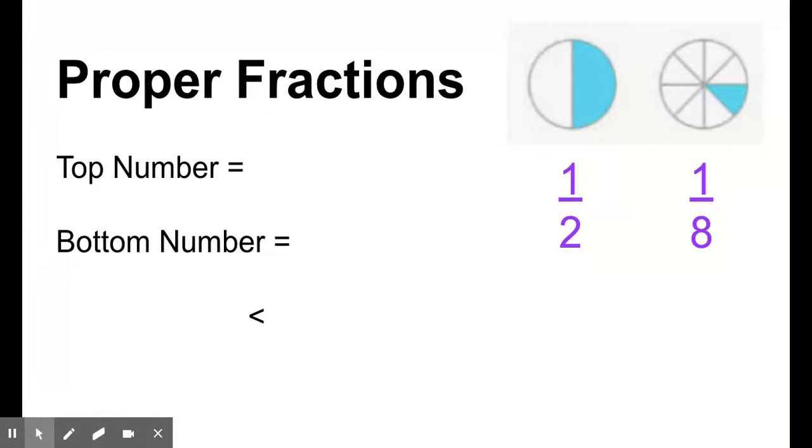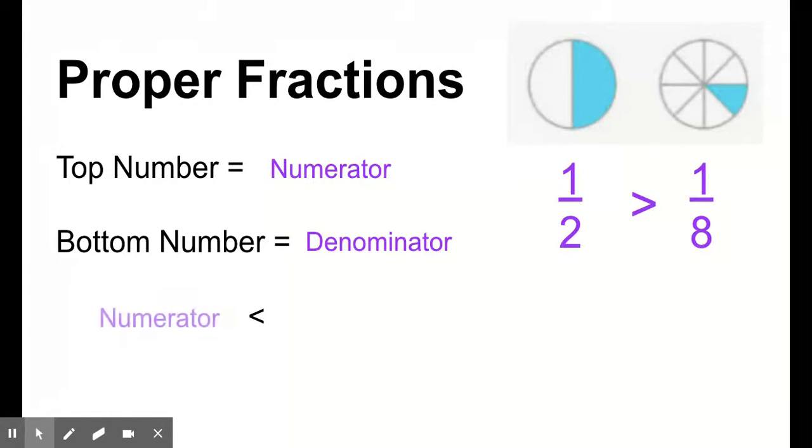So which piece is bigger? Which colored in piece is bigger? Is a half bigger or smaller than an eighth? A half is bigger than an eighth, which I know seems weird because 2 is actually smaller than 8, but just remember that these are fractions. So the top number, again, is called the numerator. The bottom number is the denominator. And the numerator is smaller than the denominator in a proper fraction.